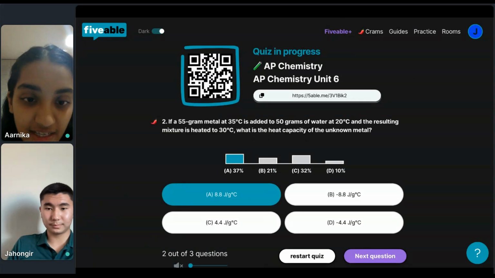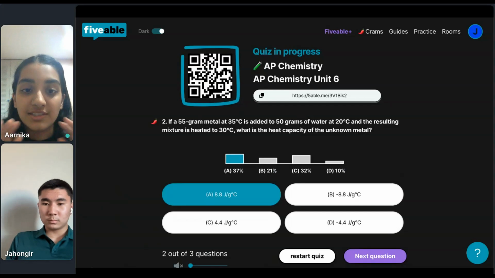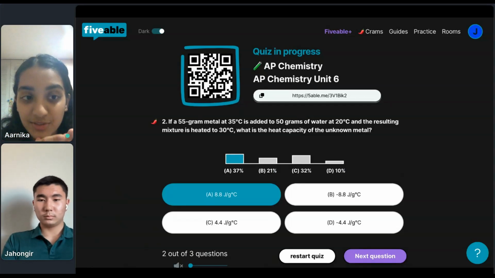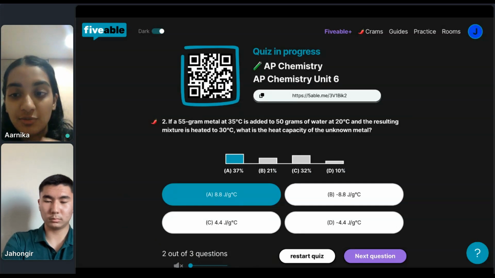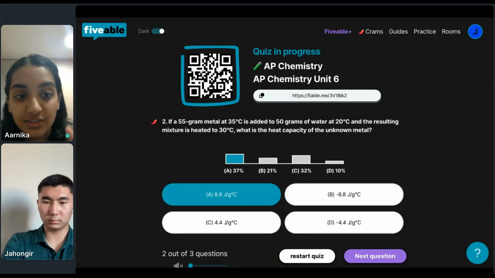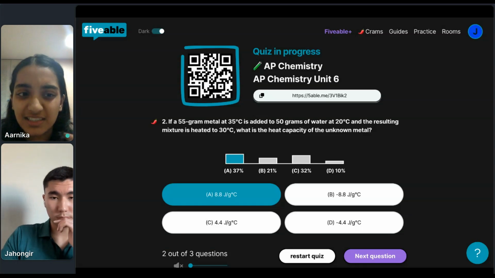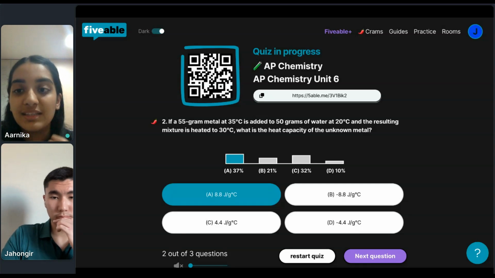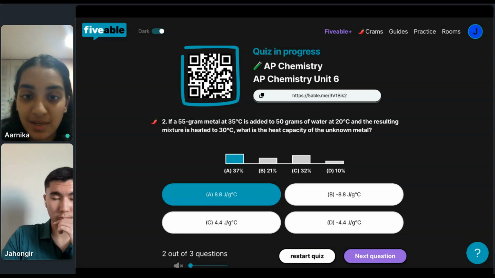So the actual answer is 8.8 joules per gram degree Celsius. Basically what you have to do for this problem is set Q equals mcΔT equal to Q equals mcΔT. Since there are two different Q equals mcΔT expressions, you want to set them equal to each other, so mcΔT equals mcΔT. You want to find the heat capacity, C, for the unknown metal. So you plug in all the numbers into the equation. You get the heat capacity of water from a specific sheet that they'll give you, so you don't need to know this off the top of your head. After you plug in all the numbers and solve for C, you will get the heat capacity of the unknown metal.